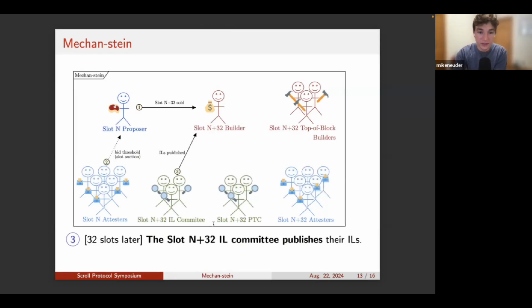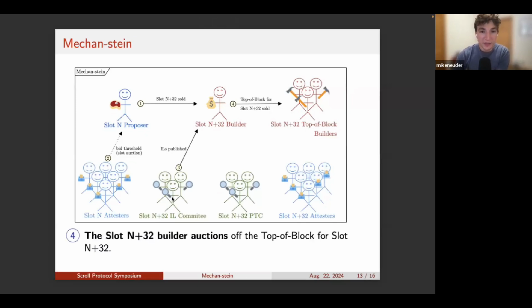Now, 32 slots later, before the slot N plus 32 builder builds their block, the slot N plus 32 IL committee constructs their ILs. So this is, again, the block co-creation process. This is a part of Fossil. And now there's one more step before the slot n+32 builder can build the full block, which is they have to sell the top of the block to the other builders. So this is the just-in-time auction.